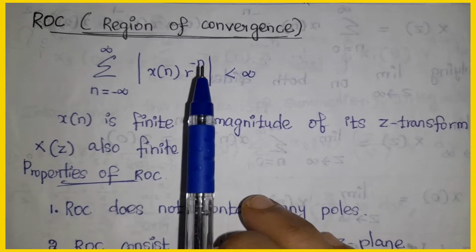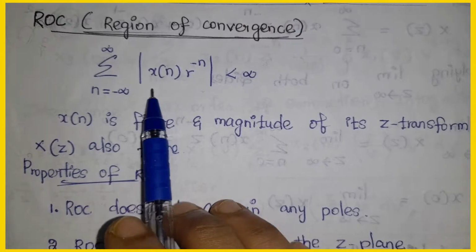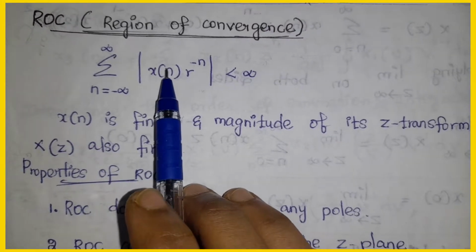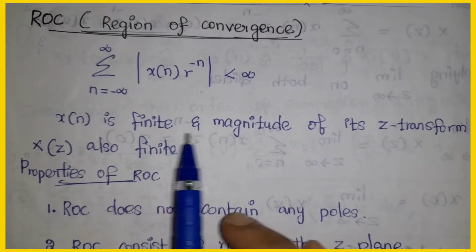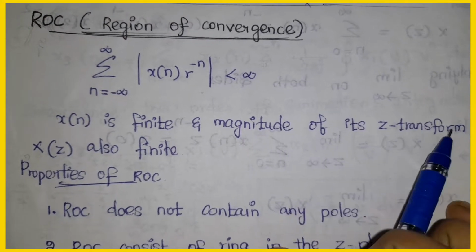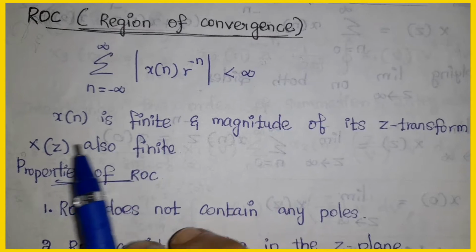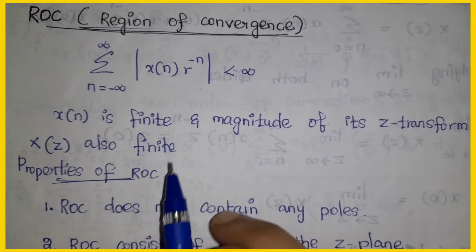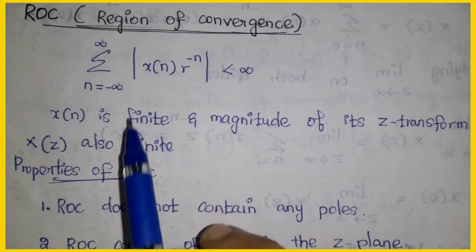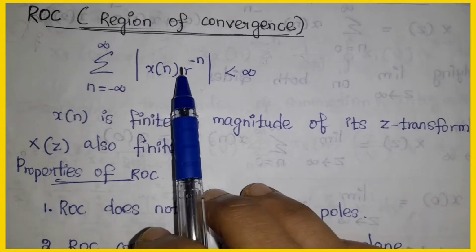இம்பார்ட்டன்ட் ஃபார்முலா. இப்போ இதில் இருக்கக்கூடிய x of n எப்படி இருக்கும் அப்படிங்கிறது தான் நம்ம தெரிஞ்சுக்கணும். x of n is a finite and magnitude of Z transform. So it's having some finite value. X of z also has a finite value. So this is the main key points for this formula.